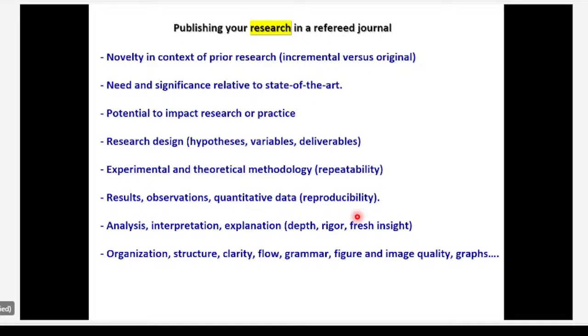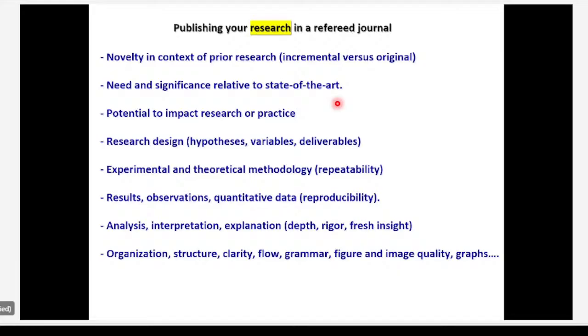A little bit about publishing research in a refereed journal. Mostly reviewers and editors look for some element of novelty in your work. If you are pretty much repeating what has been done, it's not a very positive thing. So you need to have some element of novelty, and you need to explain the need and significance of your work in context of the state of the art. So from that point of view, the introduction part of your paper is really critical.